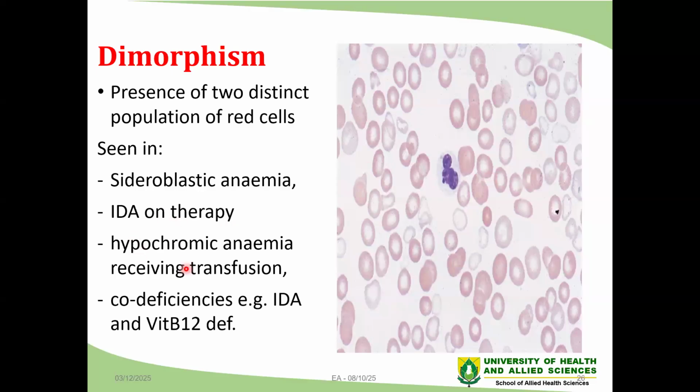All right. Then we also have those who may have more than one nutritional deficiency. So a patient who has both iron deficiency anemia and also vitamin B12 deficiency may also present with this dimorphic blood picture.